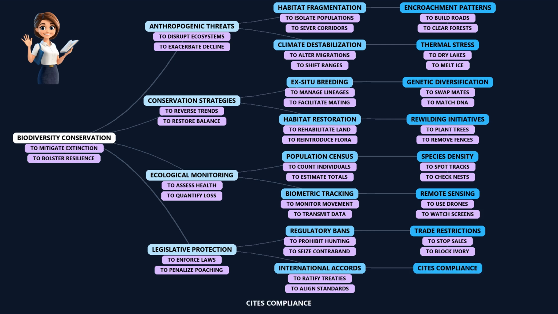CITES compliance. To ensure CITES compliance, leaders must sign papers and follow rules set by the global community. To put it simply, they put their names on official documents and do exactly what is required to protect rare species.